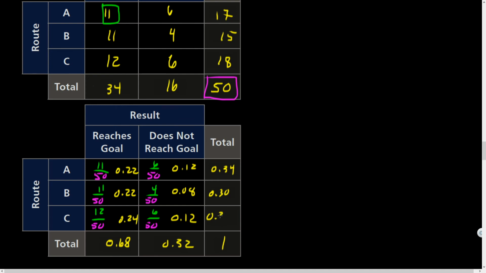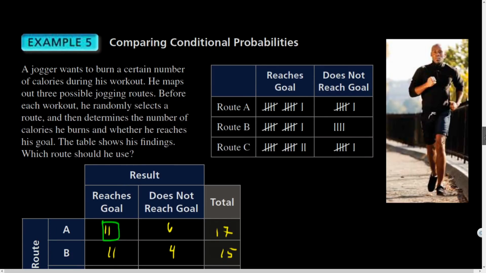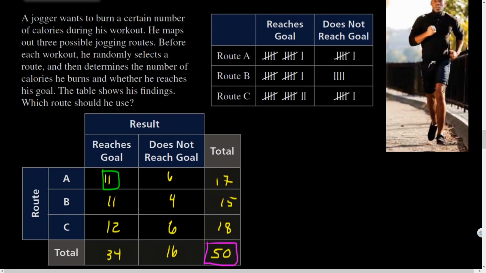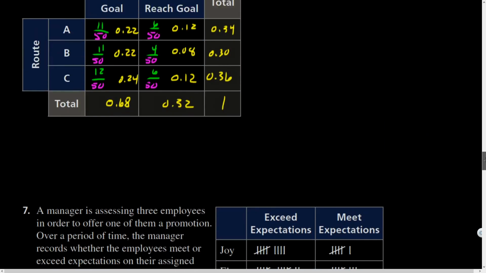0.30, and 0.36. Okay, so these black cells here are the joint relative frequencies, and the gray cells are the marginal relative frequencies. And now that I've got this set up, I've got a... Oh, where are my questions? Aha, okay. The table shows his findings. Which route should he choose? Okay, so I've got to be able to analyze this.